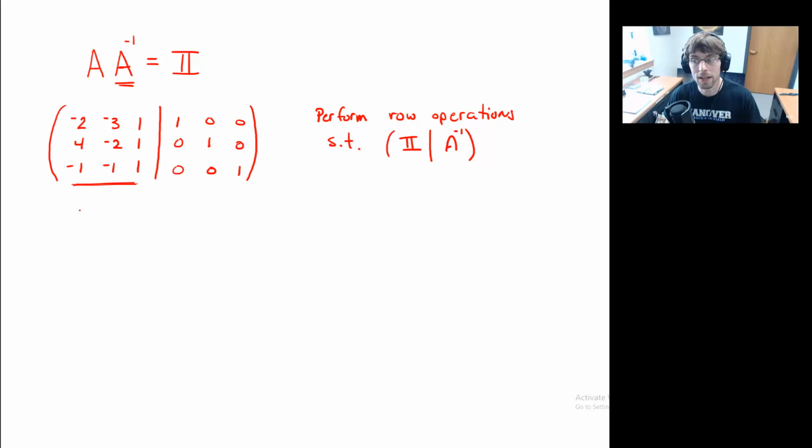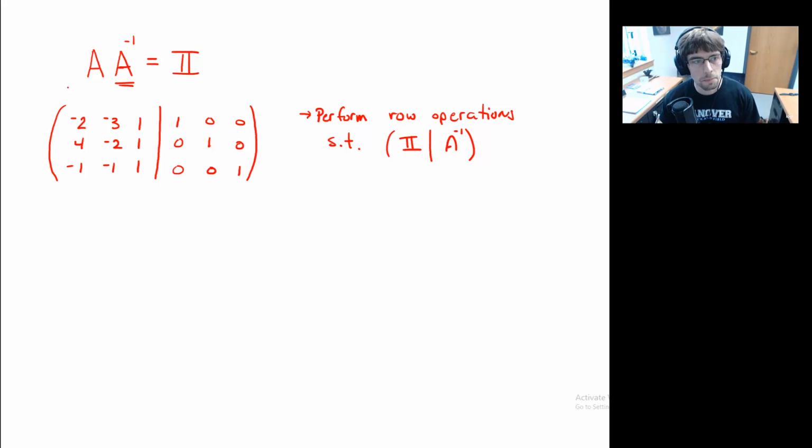Okay? Go ahead, pause the video, and that's what I want you to do. Perform row operations so that the left-hand side here looks like the identity matrix. Okay, go. You got it? Good. Let's go ahead. Okay. So this will take another 10 or 15 minutes probably, so long as I don't screw it up. But let's go ahead and get the inverse matrix.